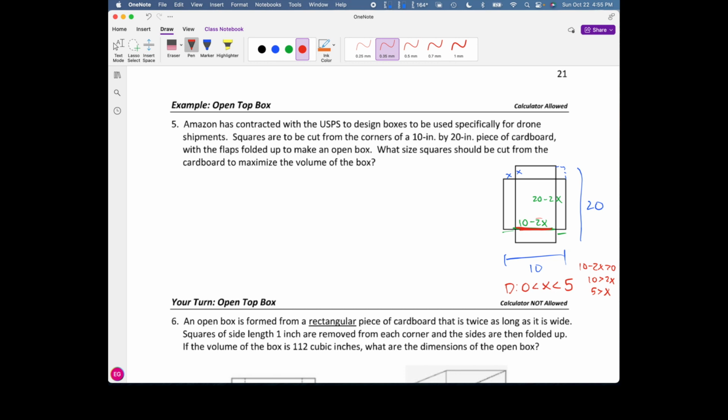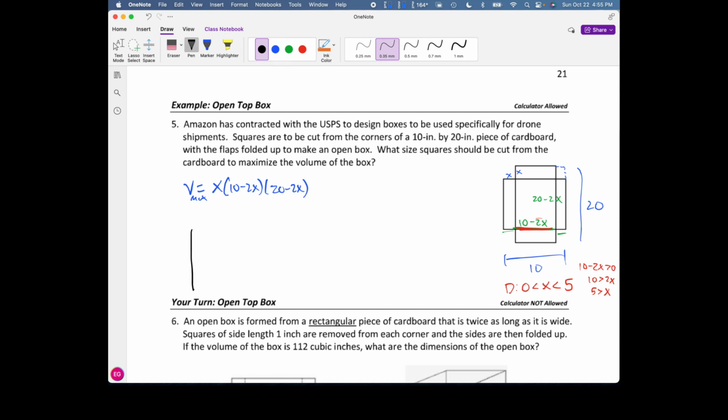All right, so when we go to create our volume equation here, we're going to have x, which is the corner. That always is what we start with, the part that folds up. Then we'll have our two bases, which is going to be 10 minus 2x and 20 minus 2x. And they're asking us to maximize the volume of this box. We're trying to maximize the volume.